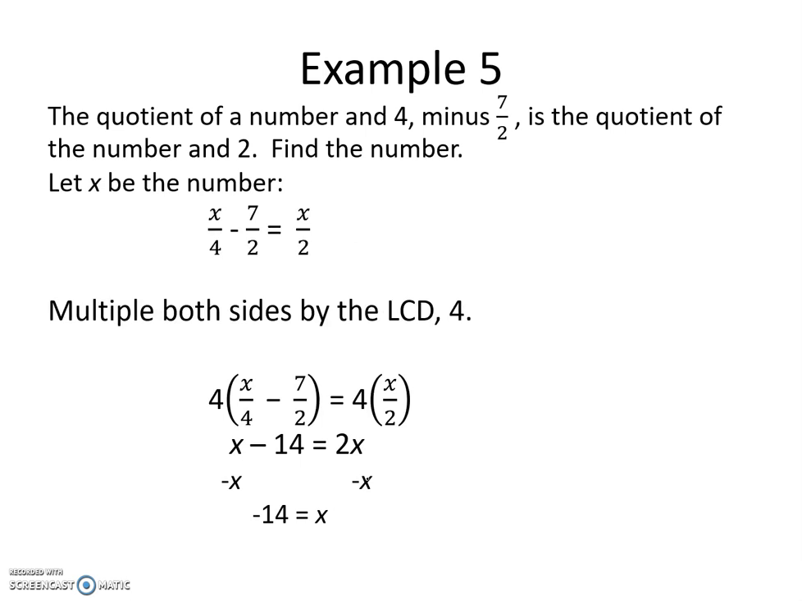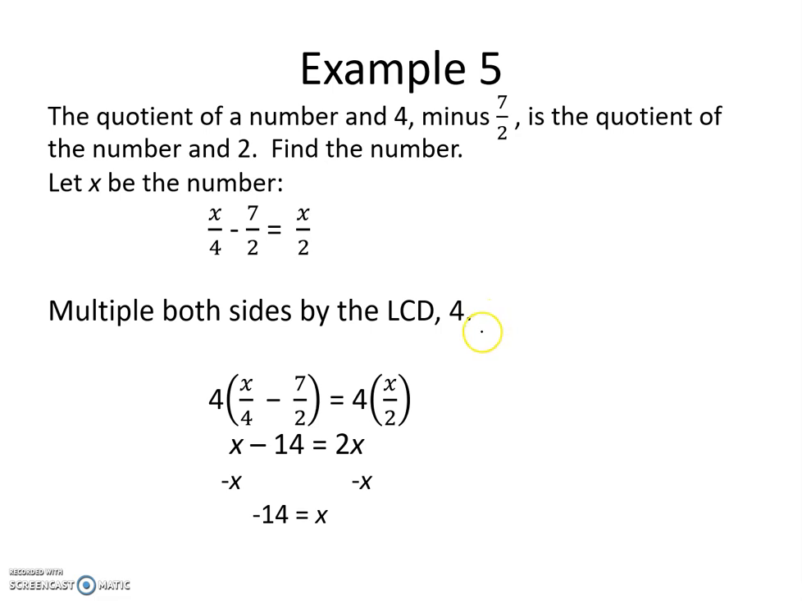On example 5, the quotient of a number and 4 minus 7 over 2 is the quotient of the number and 2. Find the number. So we're going to let x be the number, and so the quotient of a number and 4 is written as x divided by 4 minus 7 halves, and we're told that that equals the quotient of a number and 2, so it's x divided by 2.